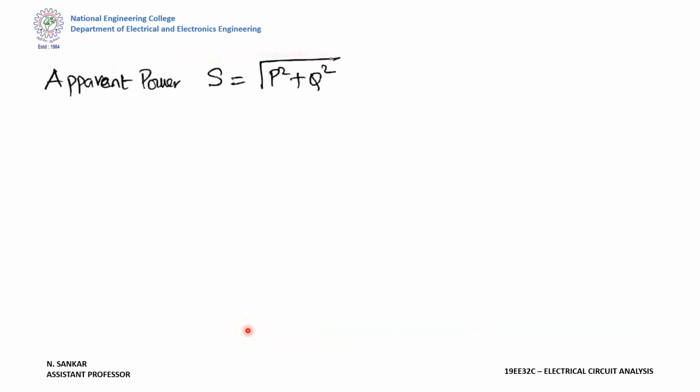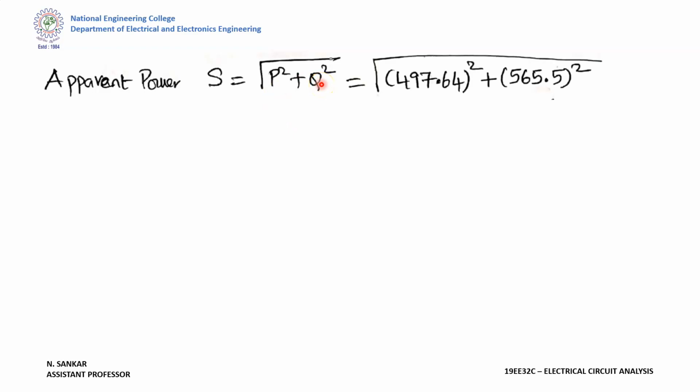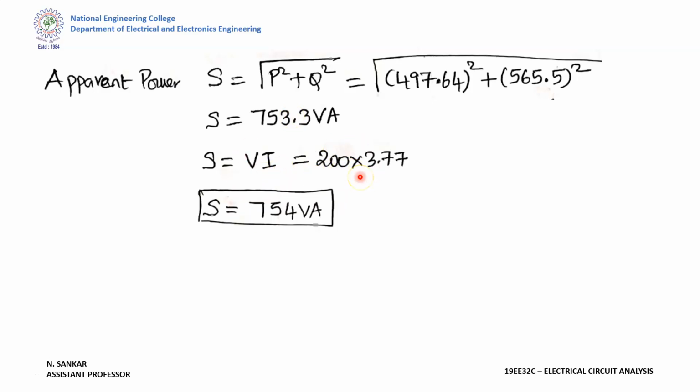Okay. So apparent power is nothing but root of P square plus Q square, which is nothing but 753.3 volt ampere, or else simply you can go for V into I, which will be equal to 200 into 3.77, that is 754. There is a difference in decimal because of round off value or taking the 2 decimal point here. Okay, anyhow the answer will be nearly the same.